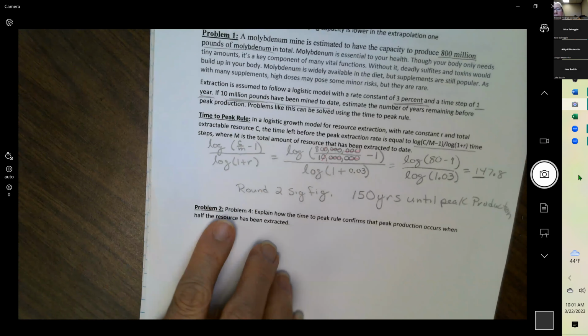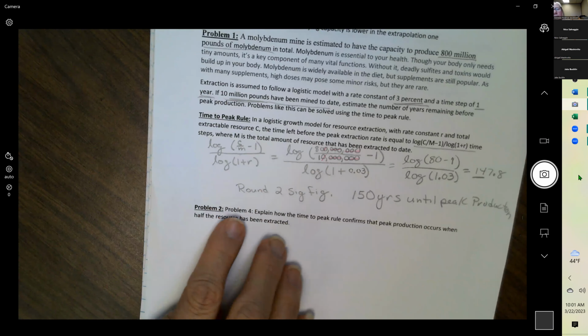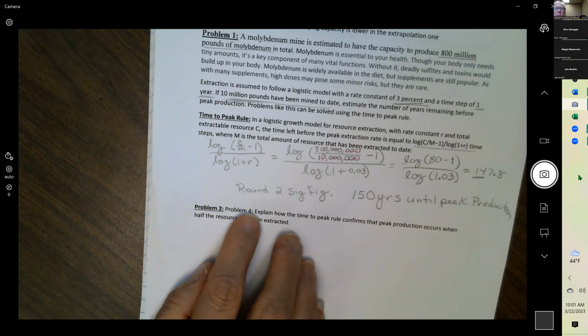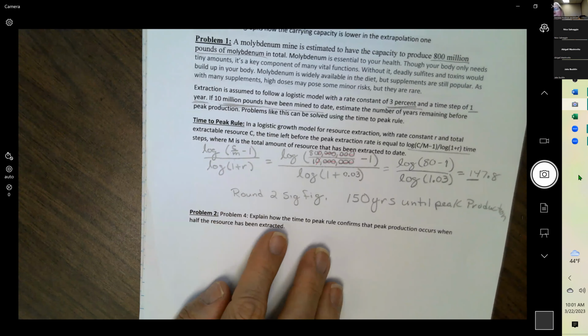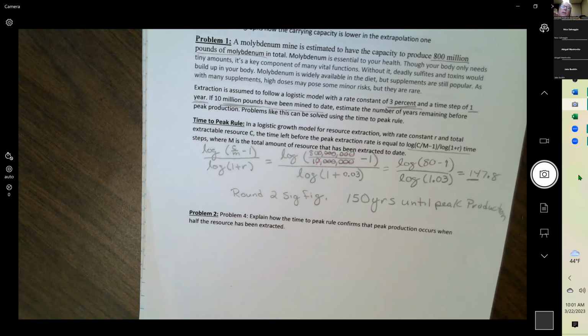So problem 2. Oh, it was problem 4 in your book, but it's the second one we're looking at. The other ones I didn't really type out. We talked about them though. But it says, explain how the time to peak rule confirms that peak production occurs when half of the resources are extracted.